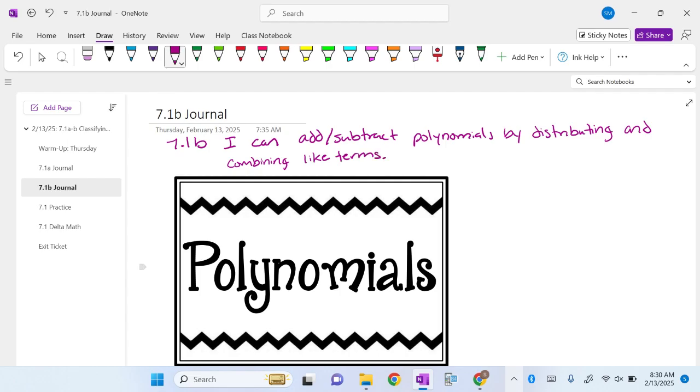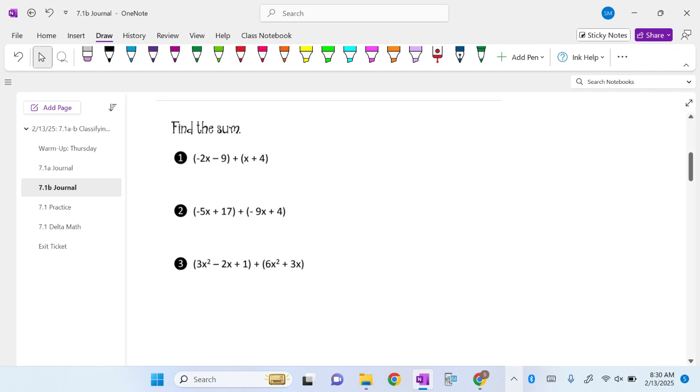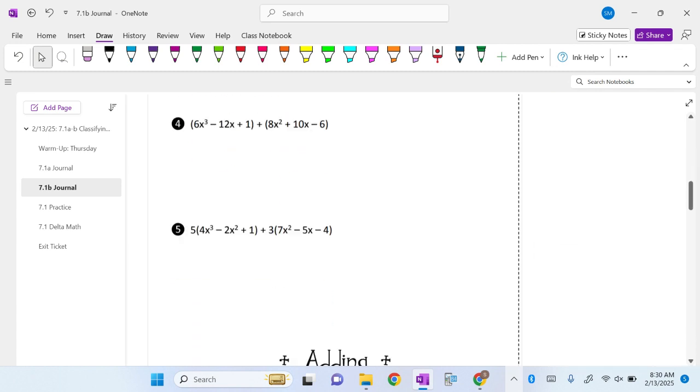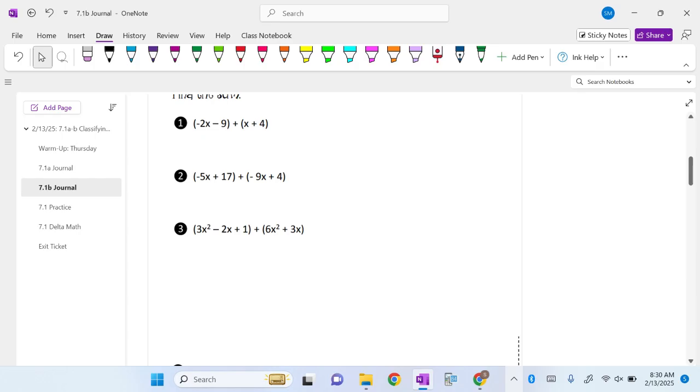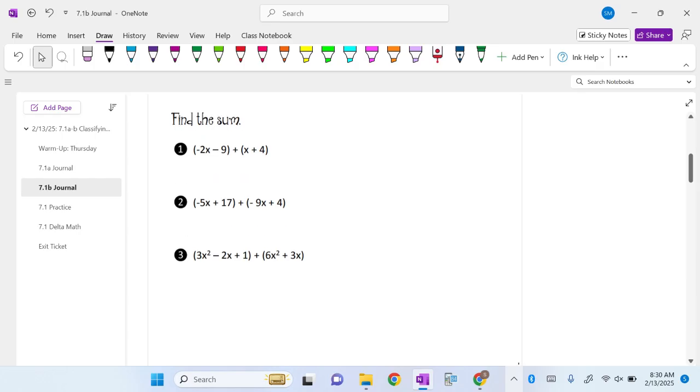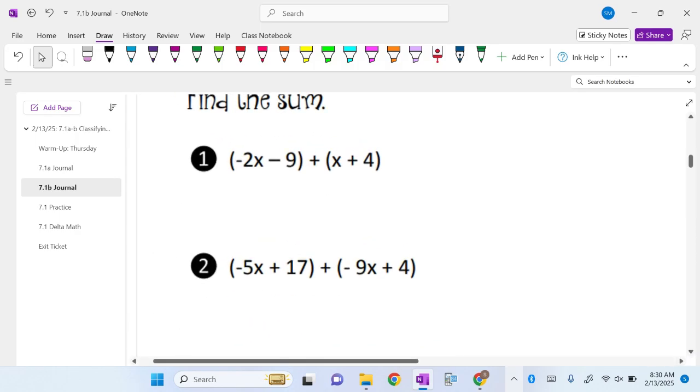So, keyword there, combining like terms. Don't we already know how to combine like terms? Yeah, you guys should know how to combine like terms. So, it's really nothing new. You're just kind of doing it in a different context. All right. So, open up your booklet to the very first page. It should say find the sum at the top and then adding at the bottom. All right. Let's just look at the first example. So example 1.